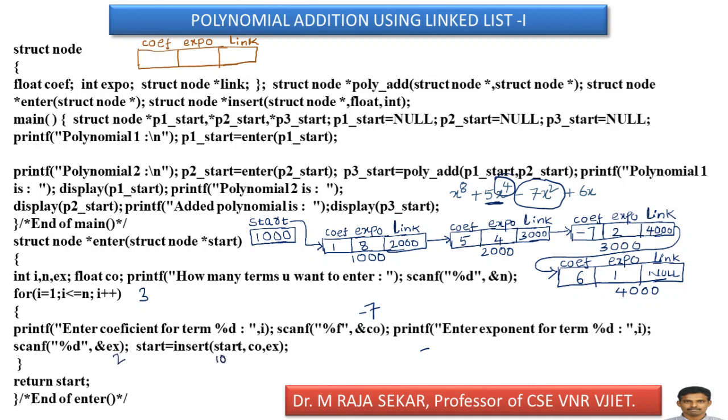Start, as usual, is 1000. What is my coefficient value? Minus 7. And the exponent value is 2. Therefore, CO equal to minus 7, EX equal to 2. Minus 7x square means the coefficient is minus 7, therefore the exponent is 2. Now, where will you go? You will go to the next slide.